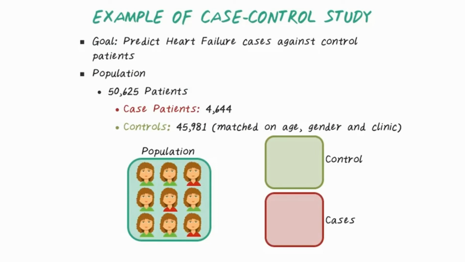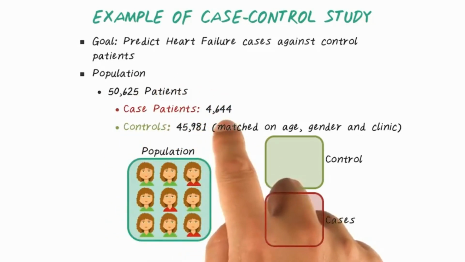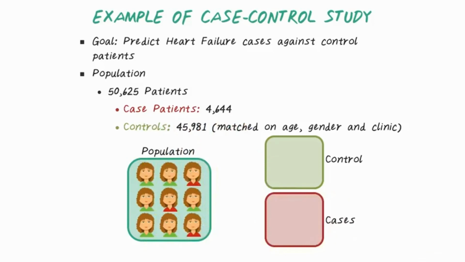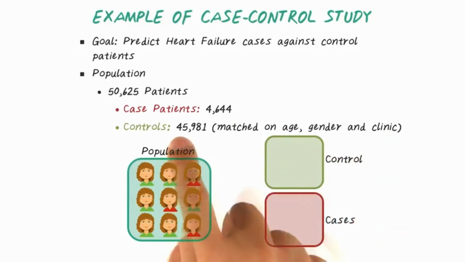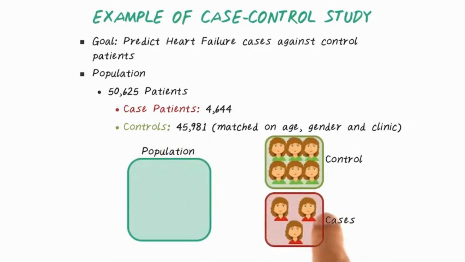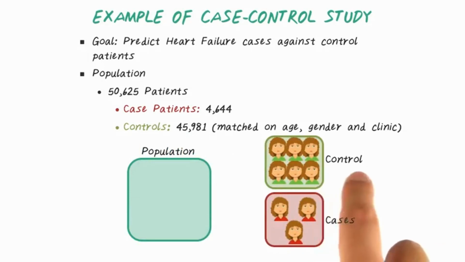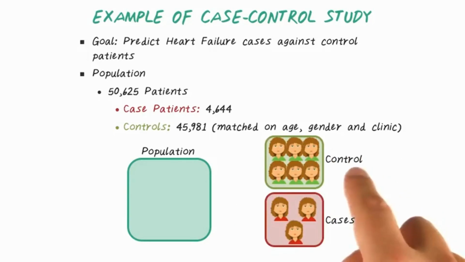For example, we want to build a predictive model of heart failure. Then we identify a study population of over 50,000 patients, and we have 4,644 case patients. Those are the patients who developed heart failure. And we match them against a set of control patients on age, gender, and clinics. And we end up with 45,000 control patients. Notice that in this study, we have a lot fewer cases with heart failure than controls without heart failure. This is pretty typical because in a real-world scenario, patients with the specific disease conditions are often harder to obtain, while there are a lot more patients without that disease available to serve as controls.